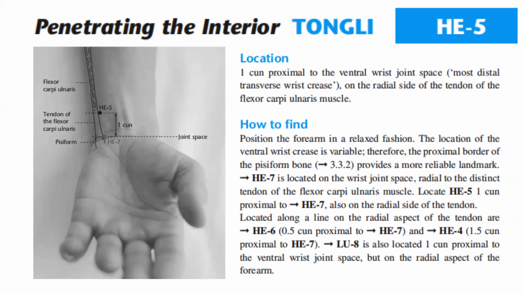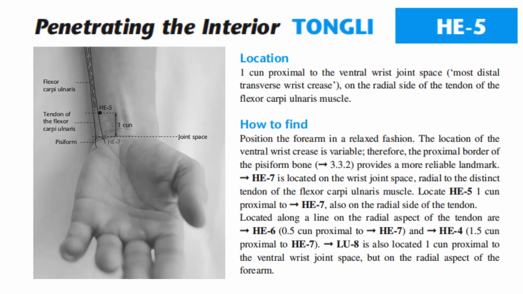How to find? Position the forearm in a relaxed fashion. The location of the ventral wrist crease is variable. Therefore, the proximal border of the pisiform bone provides a more reliable landmark. Heart 7 is located on the wrist joint space, radial to the distinct tendon of the flexor carpi ulnaris muscle. Locate Heart 5, one soon proximal to Heart 7, also on the radial side of the tendon.